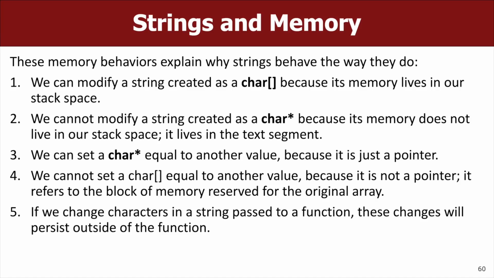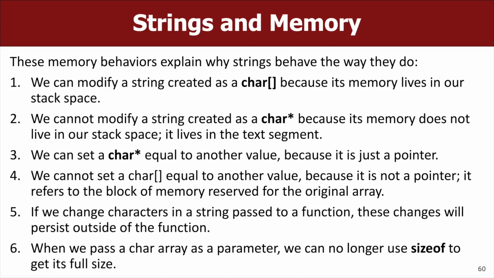Next, if we change characters in a string passed to a function, these changes will persist outside of the function because we pass the address of where the characters live. And when we pass a character array as a parameter, we can no longer use sizeof to get its full size because we're just asking the size of a char star, which is always 8 bytes. So these are the behaviors of C strings and why they are the way they are.